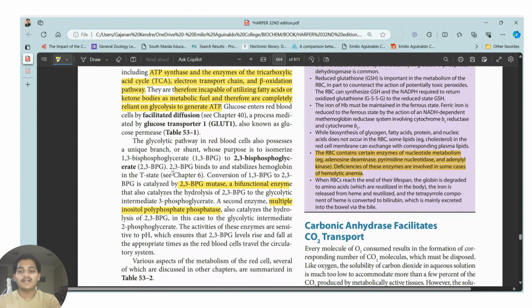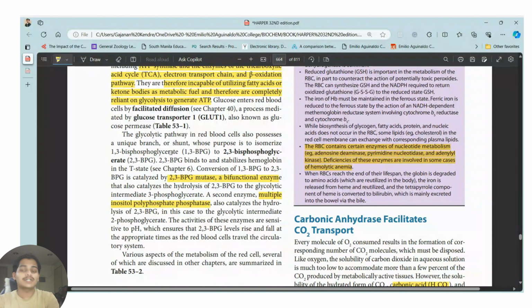Glucose permease. And this glycolytic pathway in the red blood cell also possesses a unique branch or shunt, and this shunt is known as the Rapoport-Luebering shunt or Rapoport-Luebering pathway. The purpose of it is to isomerize 1,3-bisphosphoglycerate to 2,3-bisphosphoglycerate. What happens in normal glycolysis is that fructose gets isomerized and phosphorylated, and then this phosphorylated fructose converts into 1,3-BPG, and this 1,3-BPG will then be converted into 3-phosphoglycerate. But in the glycolysis of RBC, 1,3-bisphosphoglycerate will be converted to 2,3-bisphosphoglycerate, because this 2,3-bisphosphoglycerate stabilizes the hemoglobin in the T state.